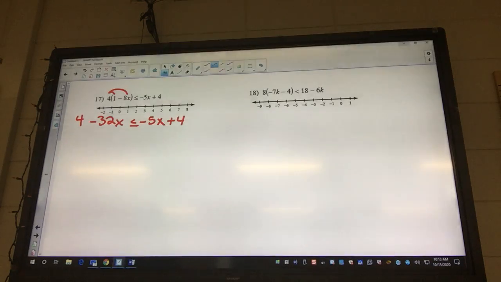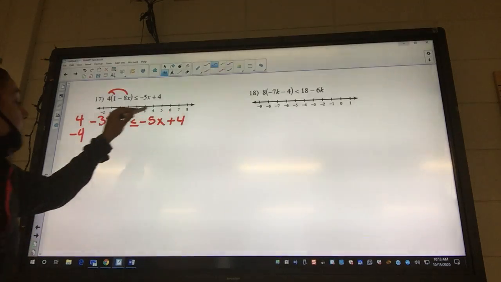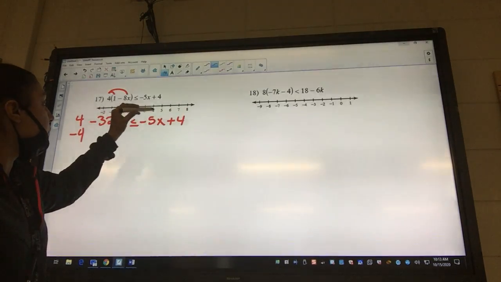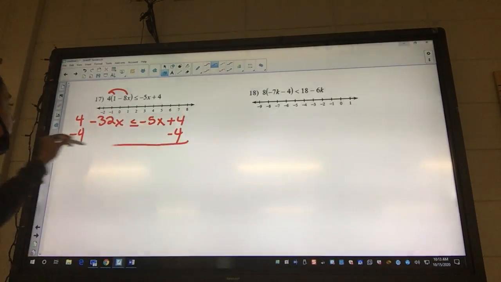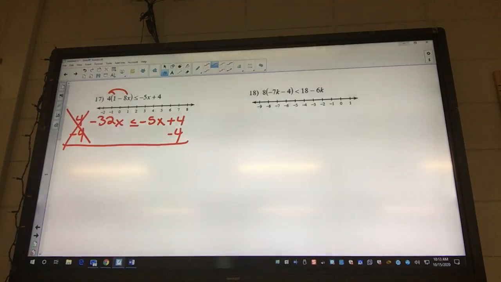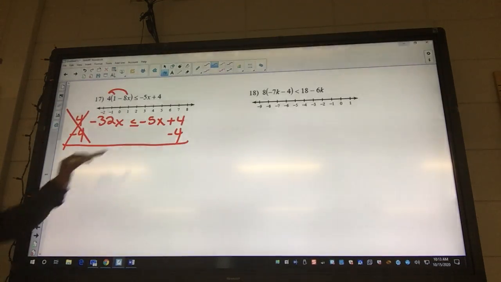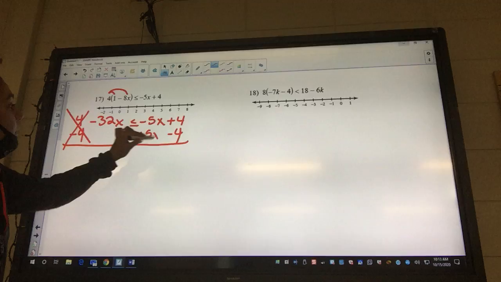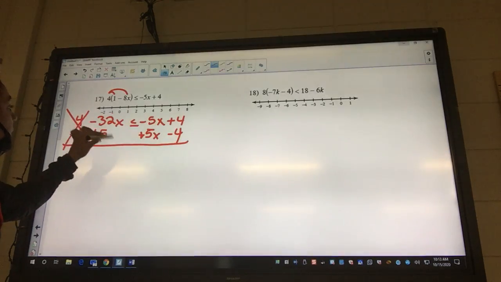Okay, so now what do we do? You subtract the 4 on the left side. Yes, but we need to move all of our letters to the left and our numbers to the right. So you said subtract 4. Where does it go under? Under the 4. Good. What else needs to move? The negative 5. So plus 5x, plus 5x.